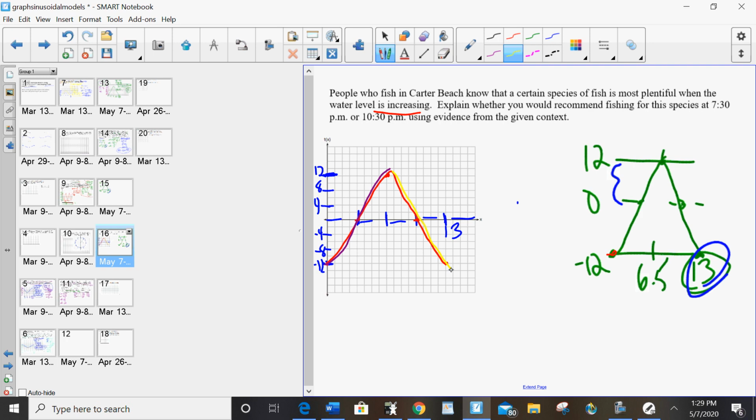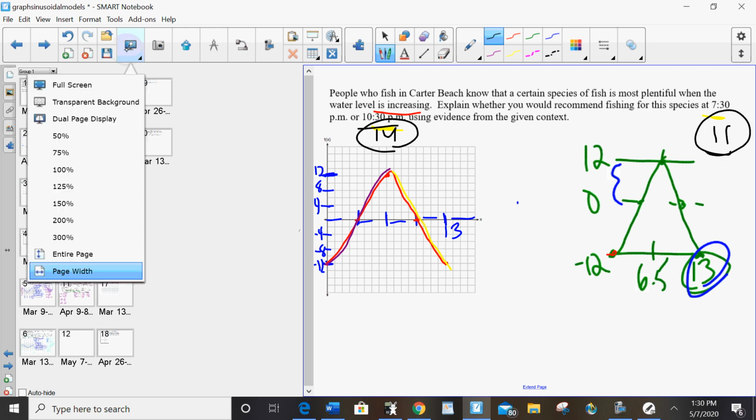So, first of all, I want to convert this into hours after 8:30 because on my graph, t is hours after 8:30. So how many hours after 8:30 a.m. is 7:30 p.m.? Well, 8:30 p.m. would be 12 hours. It's 1 hour less than that, so 11. 10:30 p.m. is 3 hours later, that would be 14. So we're taking a look at time 11 and time 14.